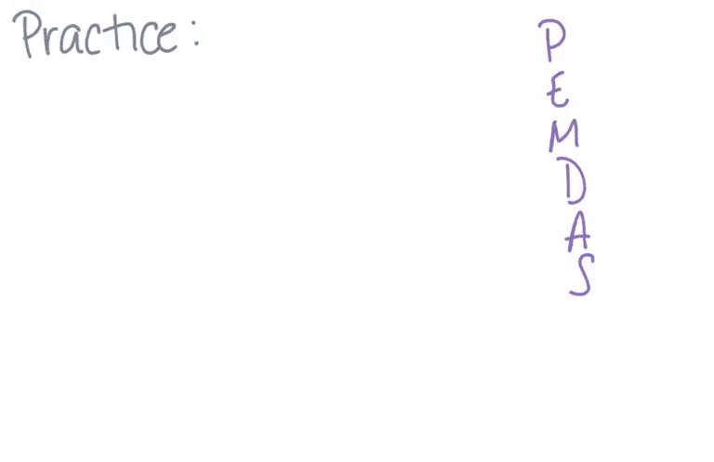Now let's do some practice where we are adding exponents. So we're going to be looking at expressions that have exponents, multiplication, division, addition, or subtraction. We are not going to be using parentheses, the first letter of PEMDAS. We're only going to be focusing on the E, M, D, A, and S. So our first example is 90 minus 5 squared times 3.